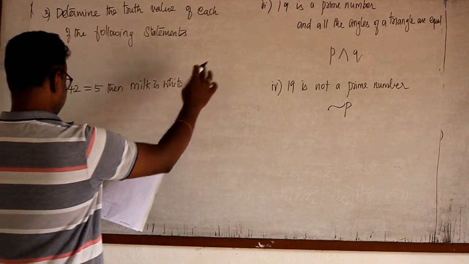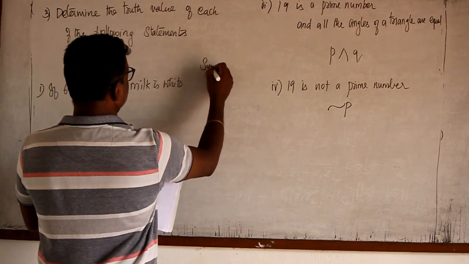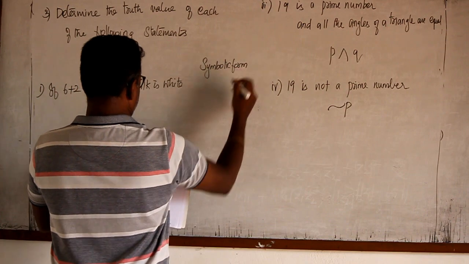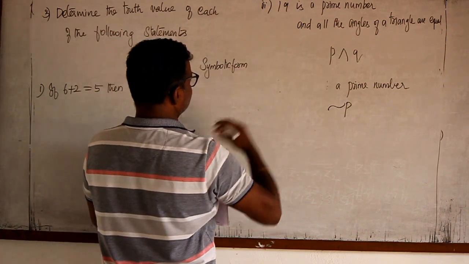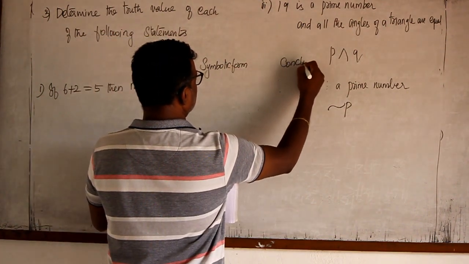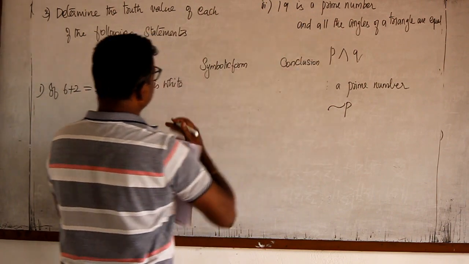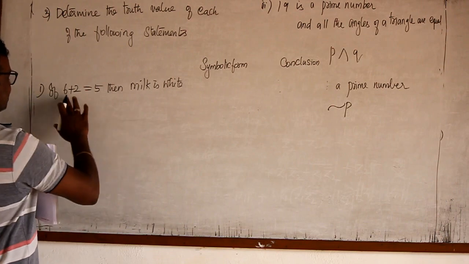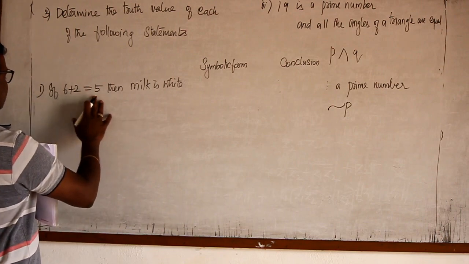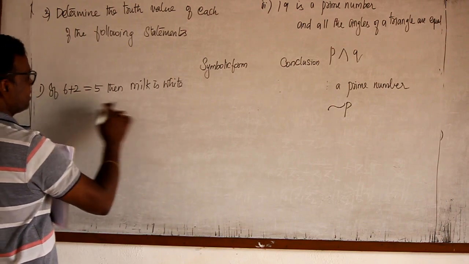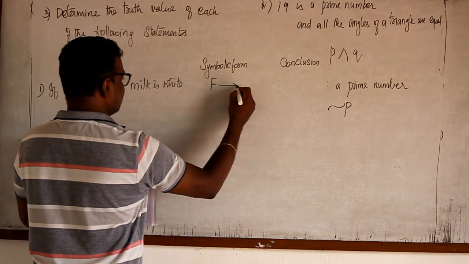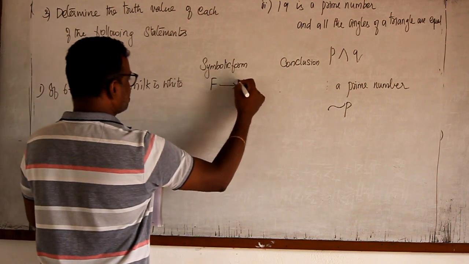I will write here the symbolic form, and then the conclusion of this. So here, instead of writing P and Q, I must write the truthness of this statement. 6 plus 2 is 8, definitely it is not equal to 5. So this is a false statement. Milk is white is true.